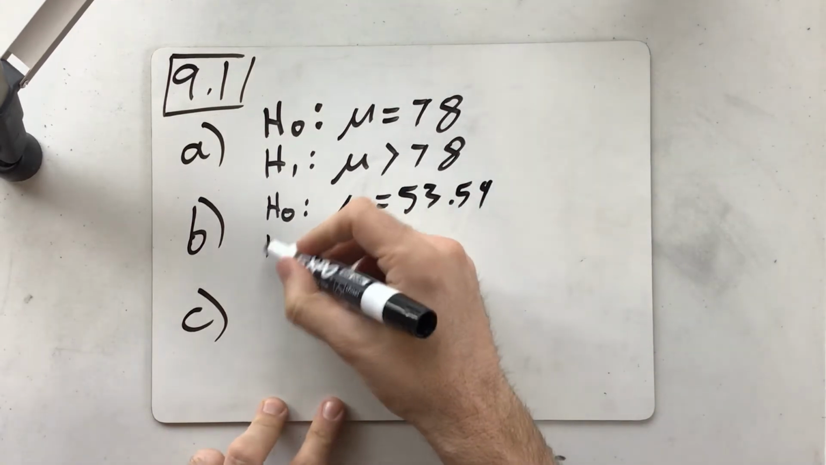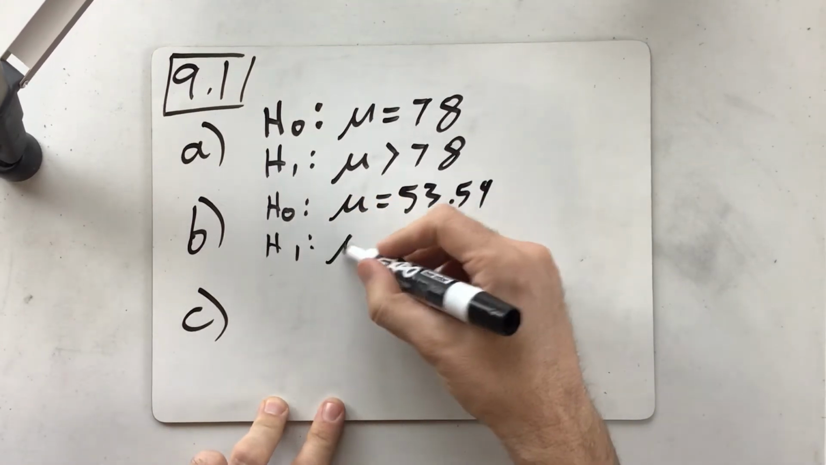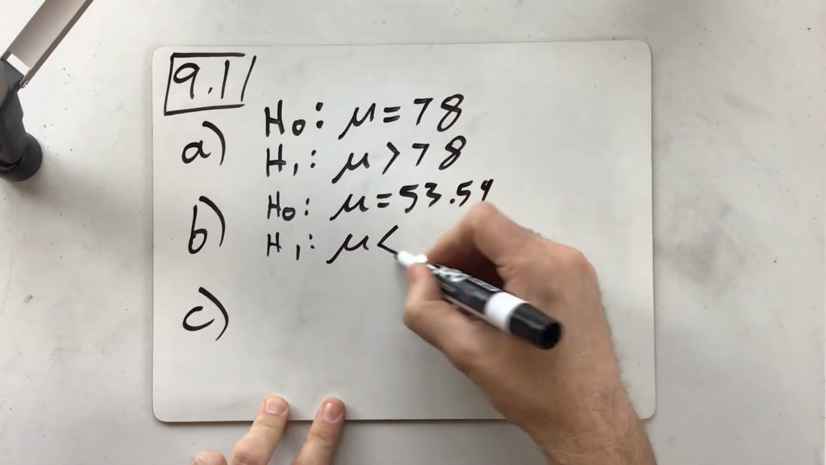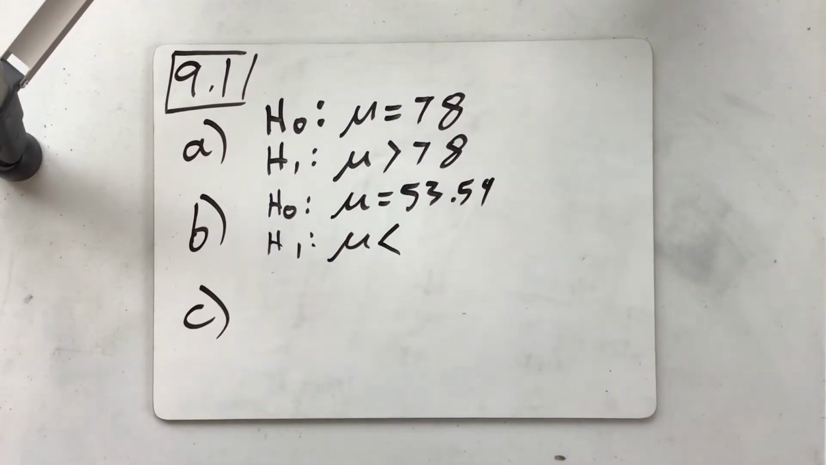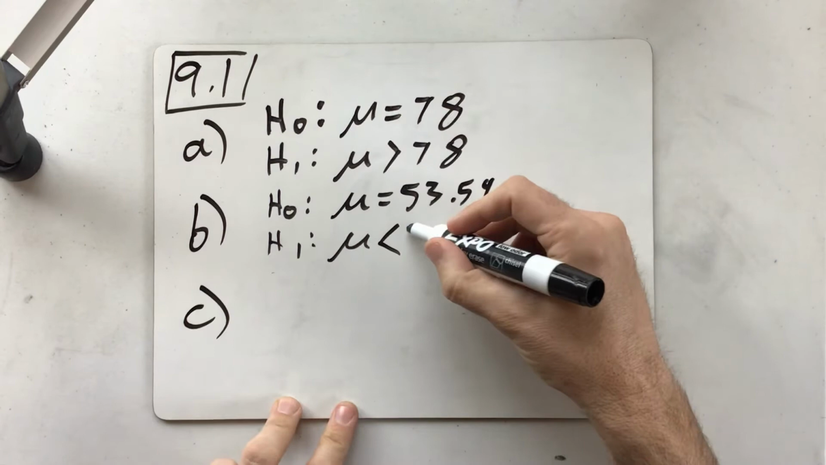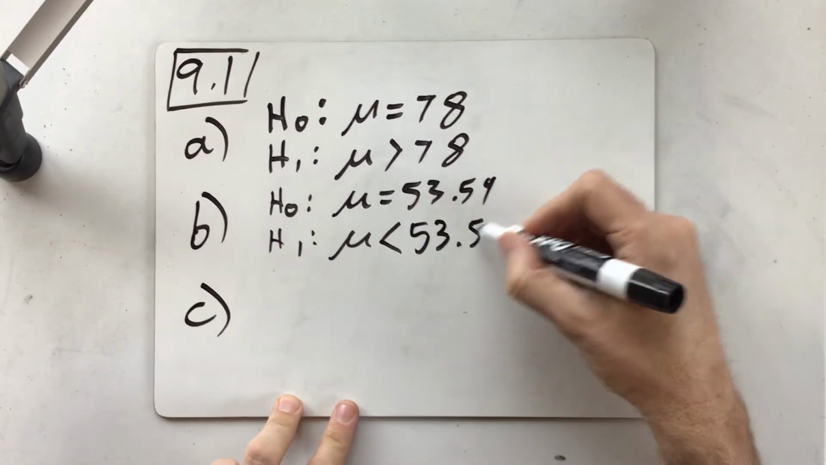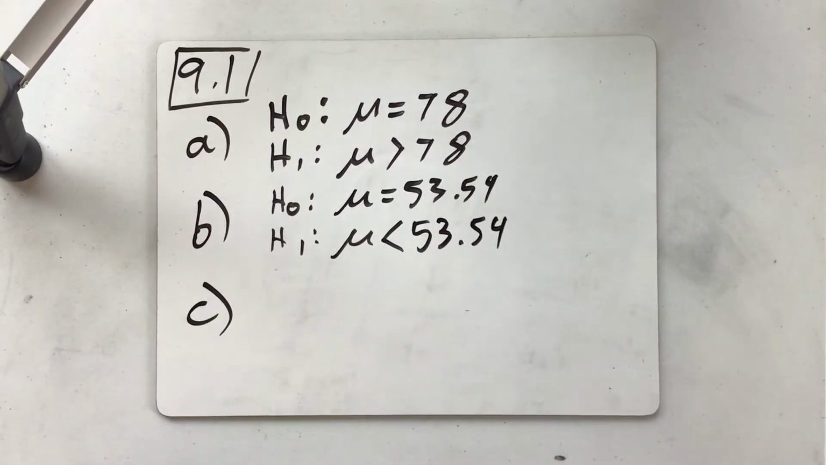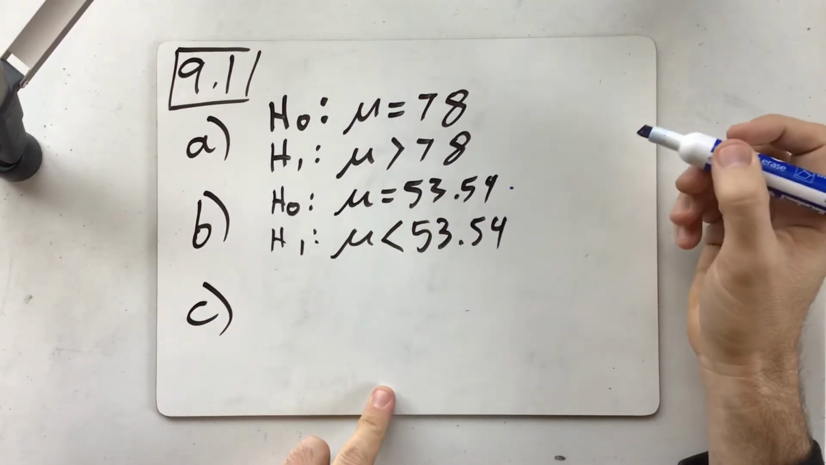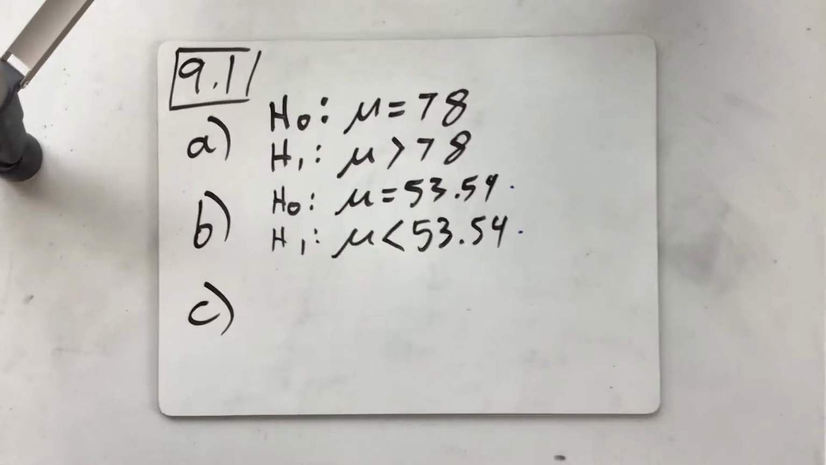But what if her training regimen works? If her training regimen works, we know that the average would be smaller, because faster in track means that your time goes down. So our time would be less than 53.54. And so what you see is the null hypothesis, nothing happens, versus the alternative hypothesis, the training regimen worked. It made something change.